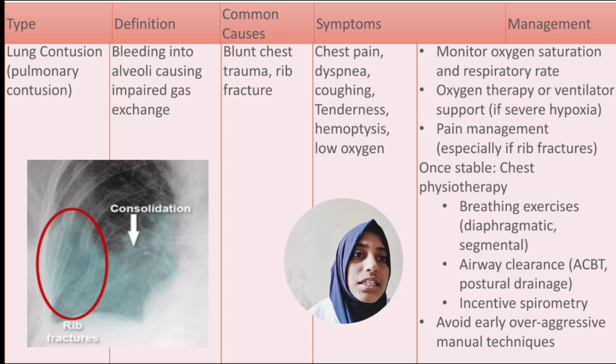Management for this is to monitor oxygen saturation and respiratory rate, oxygen therapy or ventilatory support if severe hypoxia is present, and pain management, especially if rib fracture is present. Once stable, chest physiotherapy is given: breathing exercises, diaphragmatic or segmental breathing exercise, and airway clearance, ACBT or postural drainage techniques, and incentive spirometry. Avoid early over-aggressive manual techniques.